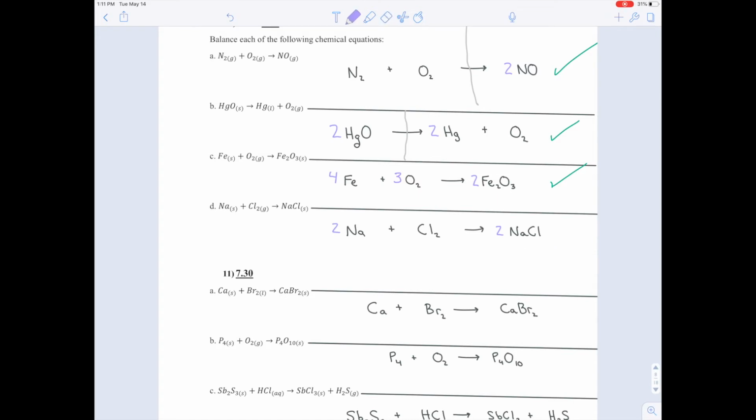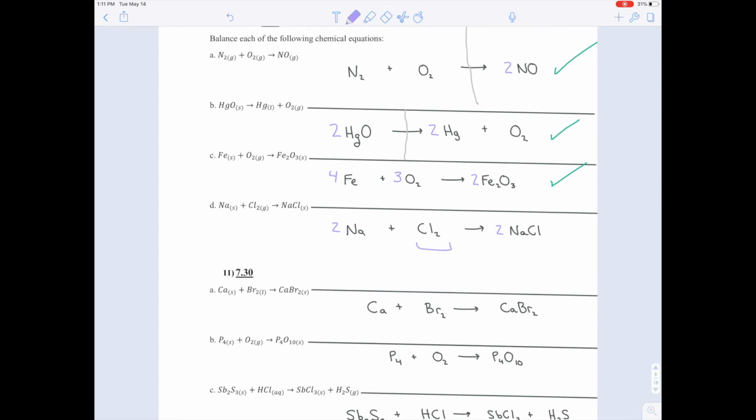Okay, let's go back. How many sodiums do we have on the left? 2. How many sodiums do we have on the right? 2. How many chlorines do we have on the left? 2. How many chlorines do we have on the right? 2. So now everything is balanced, and this is a balanced chemical equation.